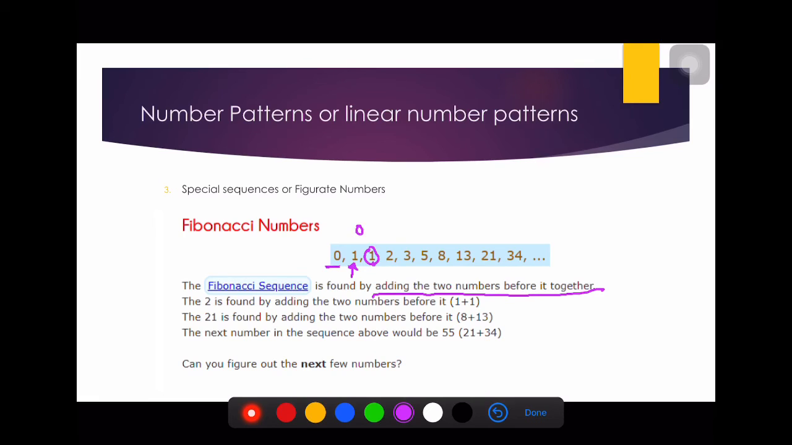That means 0 plus 1. And for 2 here, it will be 1 plus 1. And for 3 it will be 1 plus 2. And so on and so forth. So this is Fibonacci numbers.